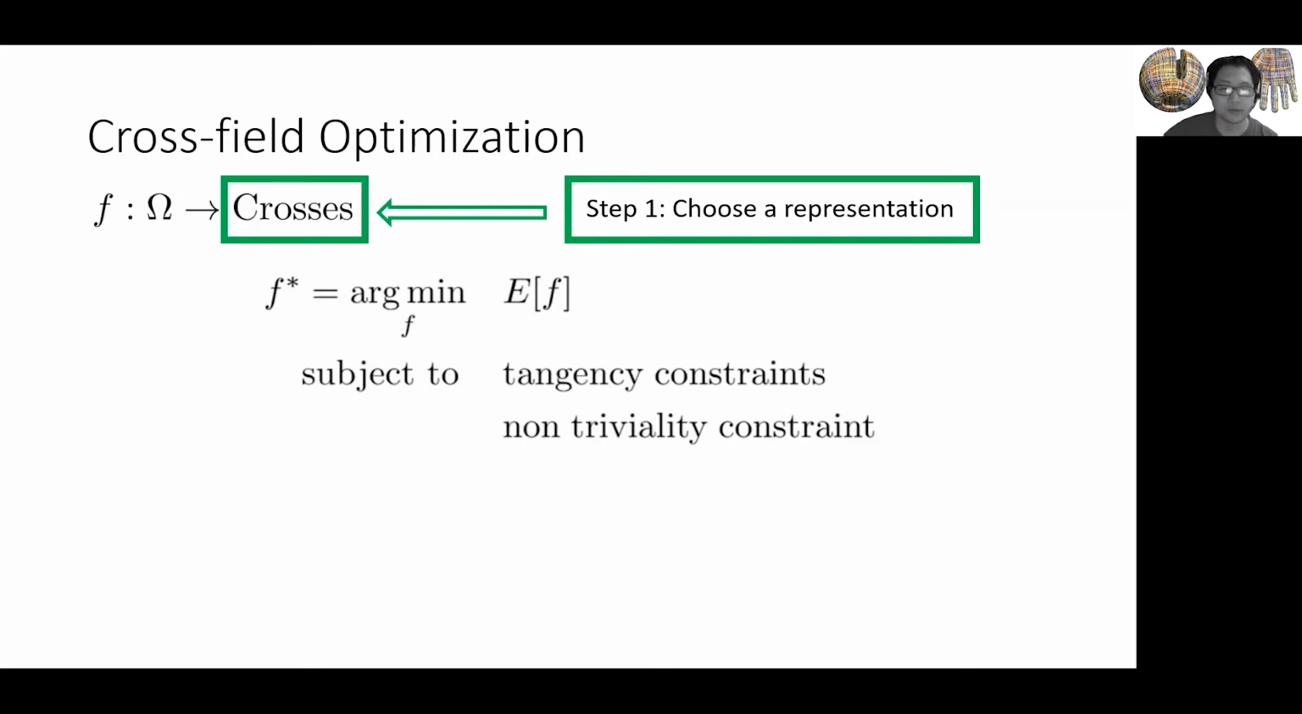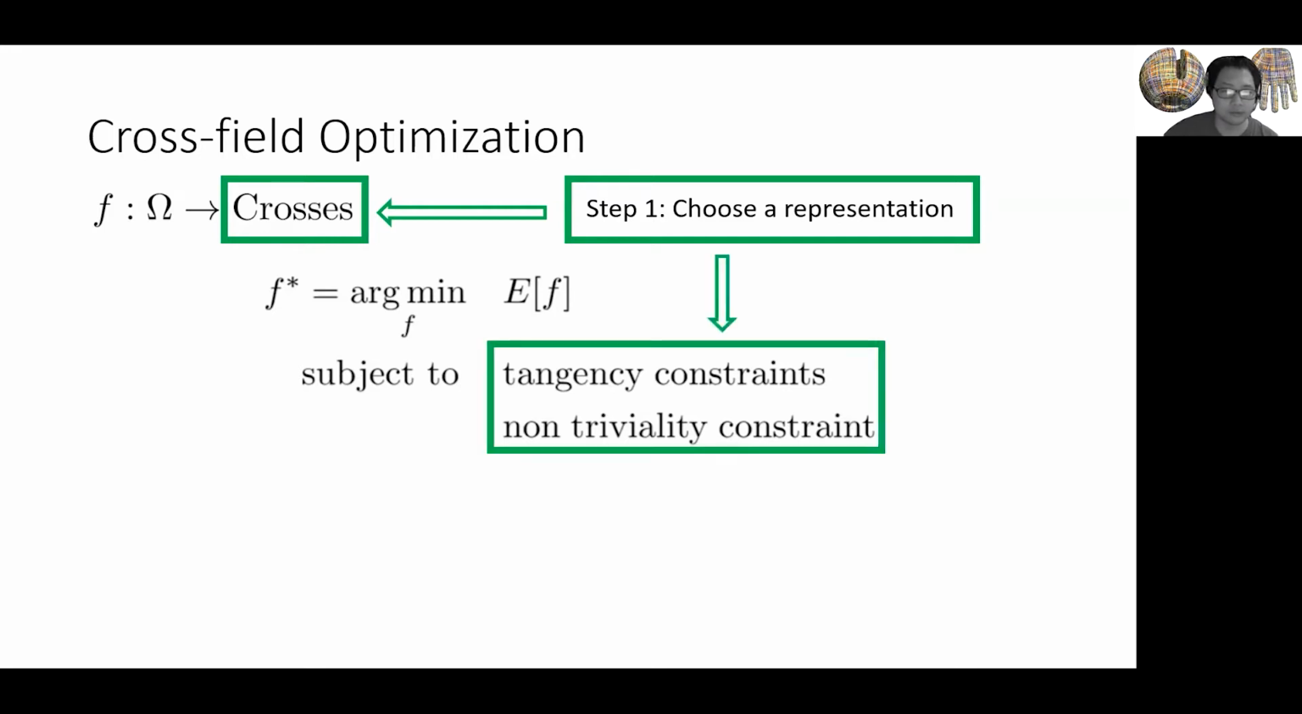And by choosing a representation, this usually implies the form of your tangency constraints and your non-triviality constraint. The tangency constraint makes sure your cross lies in the tangent space of the domain, and the non-triviality constraint makes sure your solution isn't just entirely zero, which would be pretty boring.